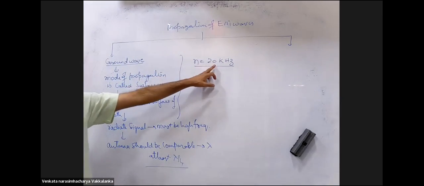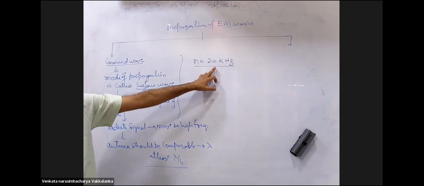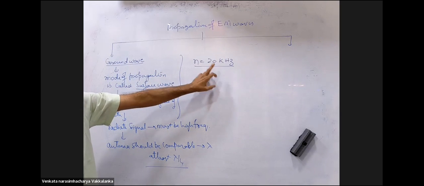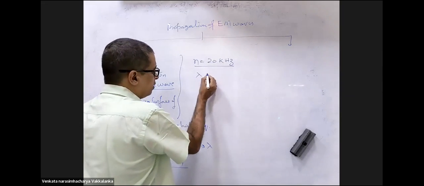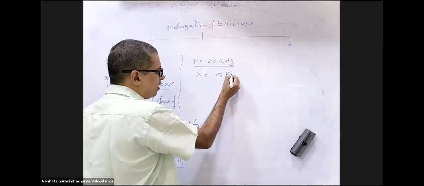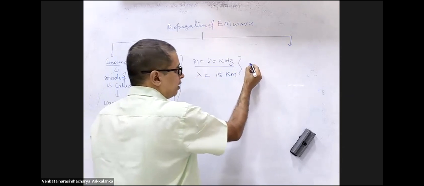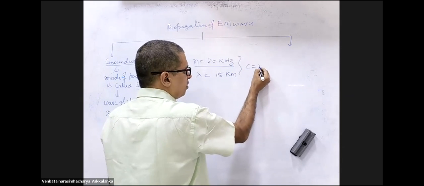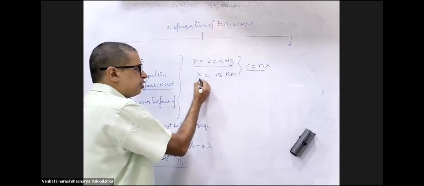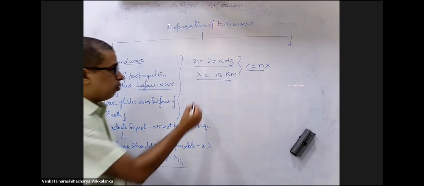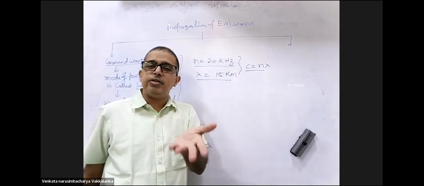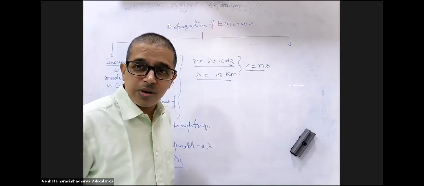Now, maximum frequency is 20 kilohertz. If I send this 20 kilohertz as it is, the wavelength of this is 15 kilometers. How did you calculate here? Speed of the electromagnetic wave is nu into lambda. Substitute and see, you are getting wavelength 15 kilometers. Right? Agreed? Yes. Can you construct an antenna of 15 kilometers range? No, you cannot.